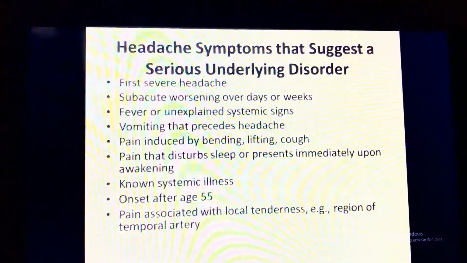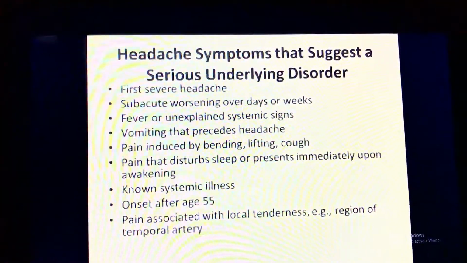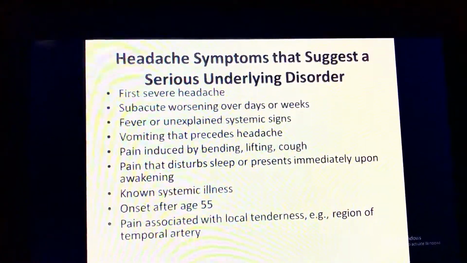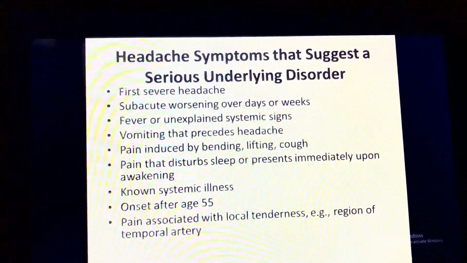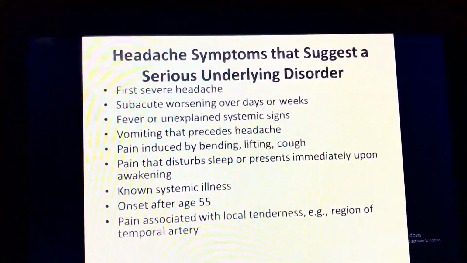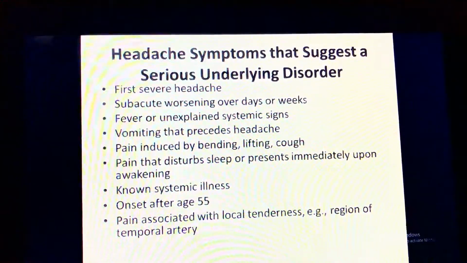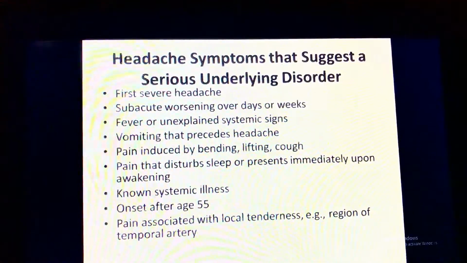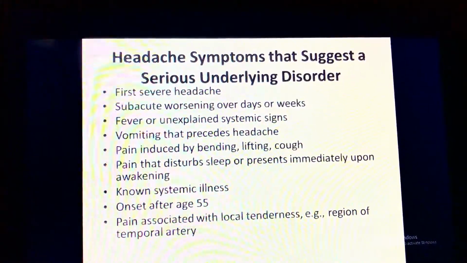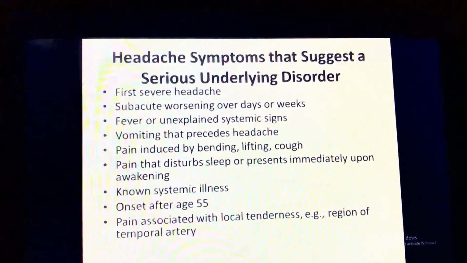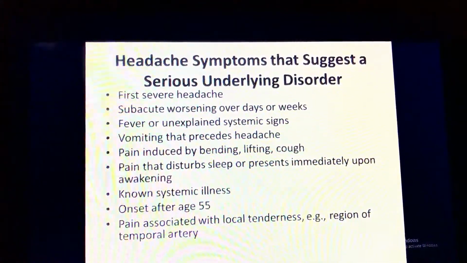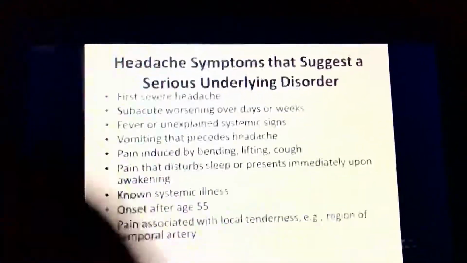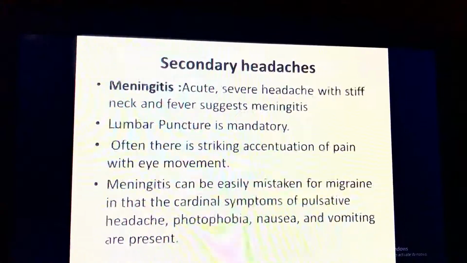Headache symptoms that suggest a serious underlying disorder. When you feel headache and you experience those symptoms, this headache suggests a serious underlying disorder. The headache will be severe, subacute worsening over days or weeks, with fever or unexplained systemic signs, vomiting that precedes headache, pain induced by bending, lifting, cough, pain that disturbs sleep or is present immediately upon awakening, non-systemic illness, onset after age of 55, pain associated with local tenderness in the region of the temporal artery. Those signs will show a serious underlying disorder of headache.